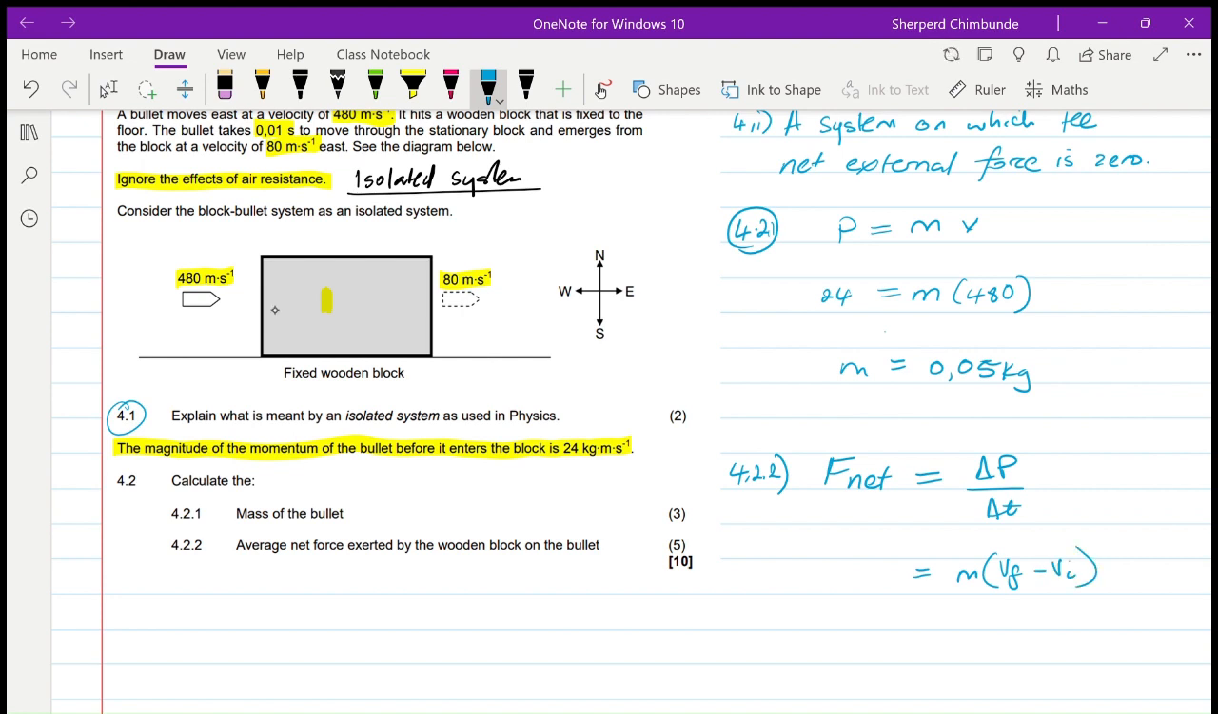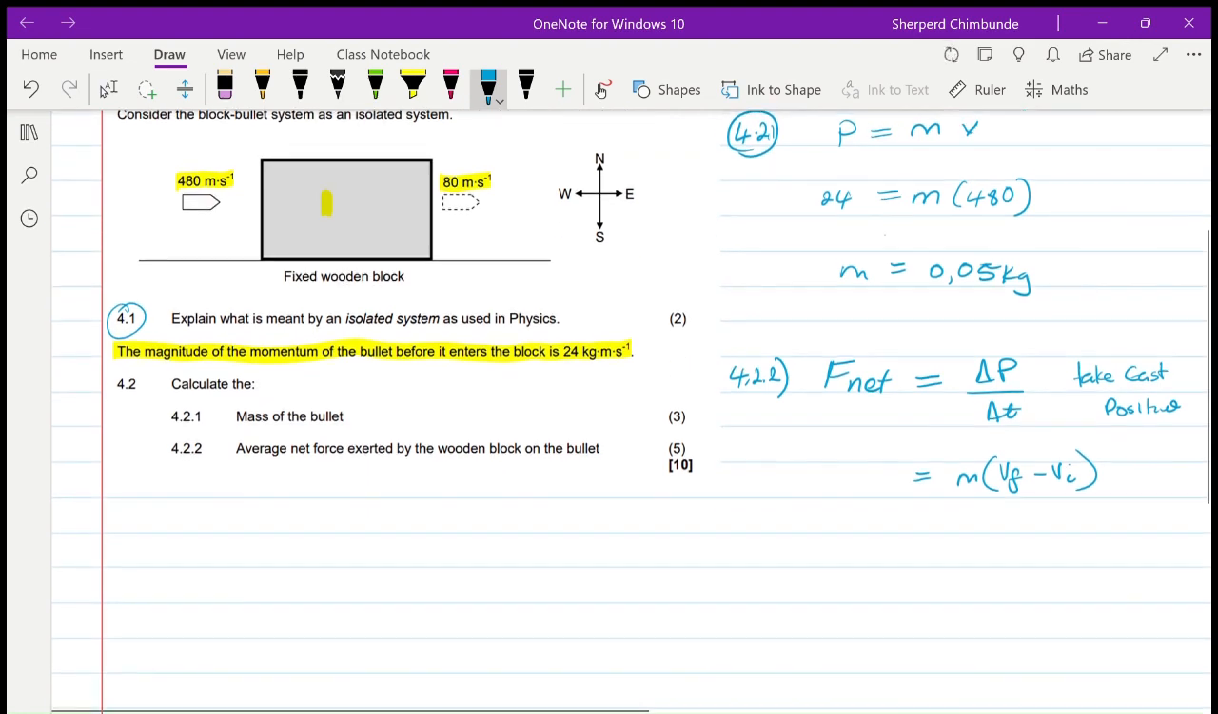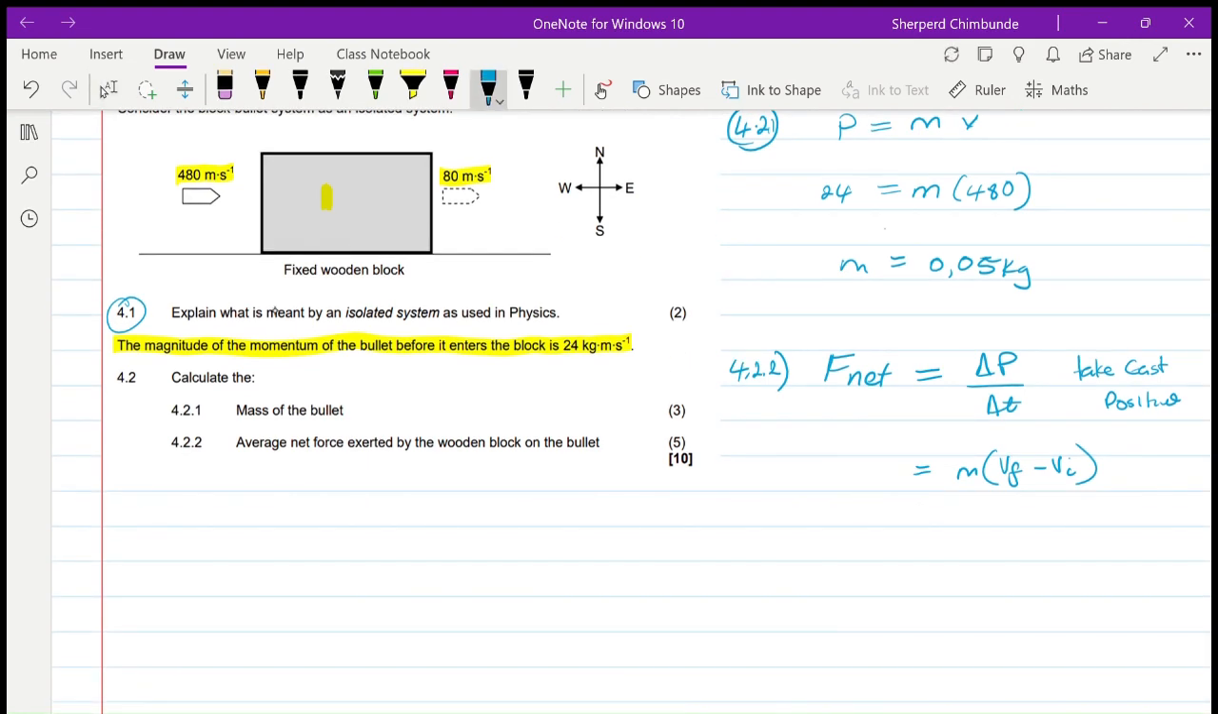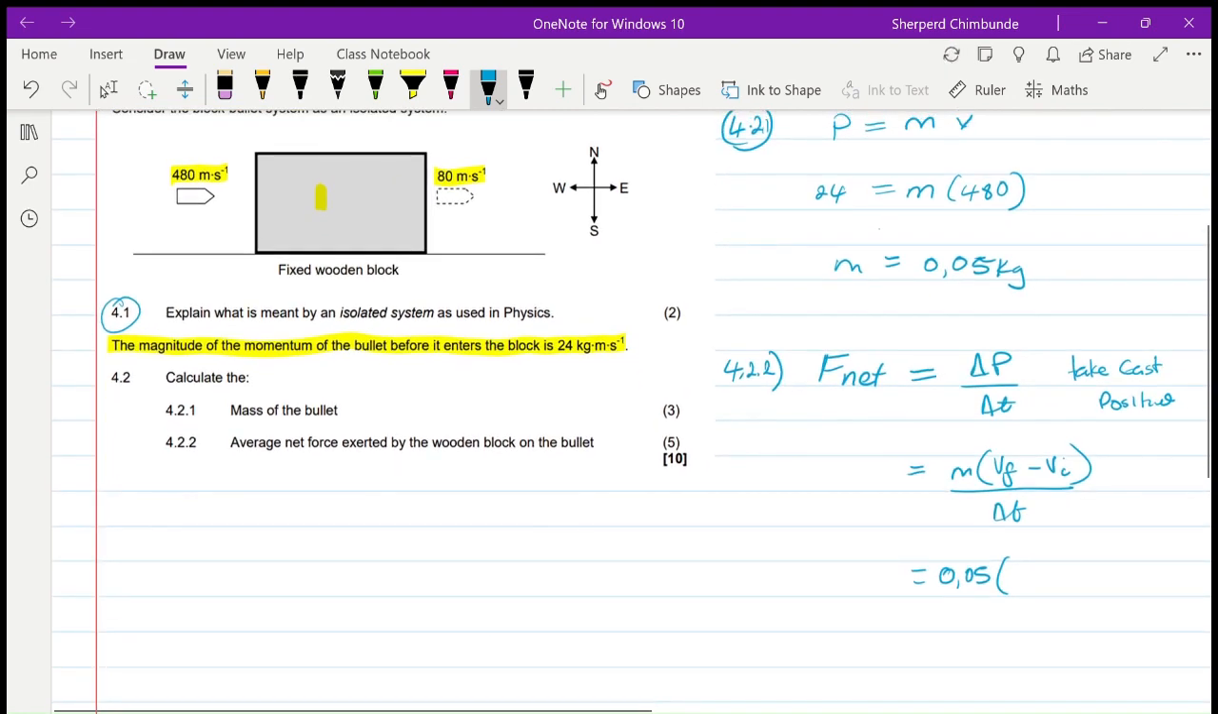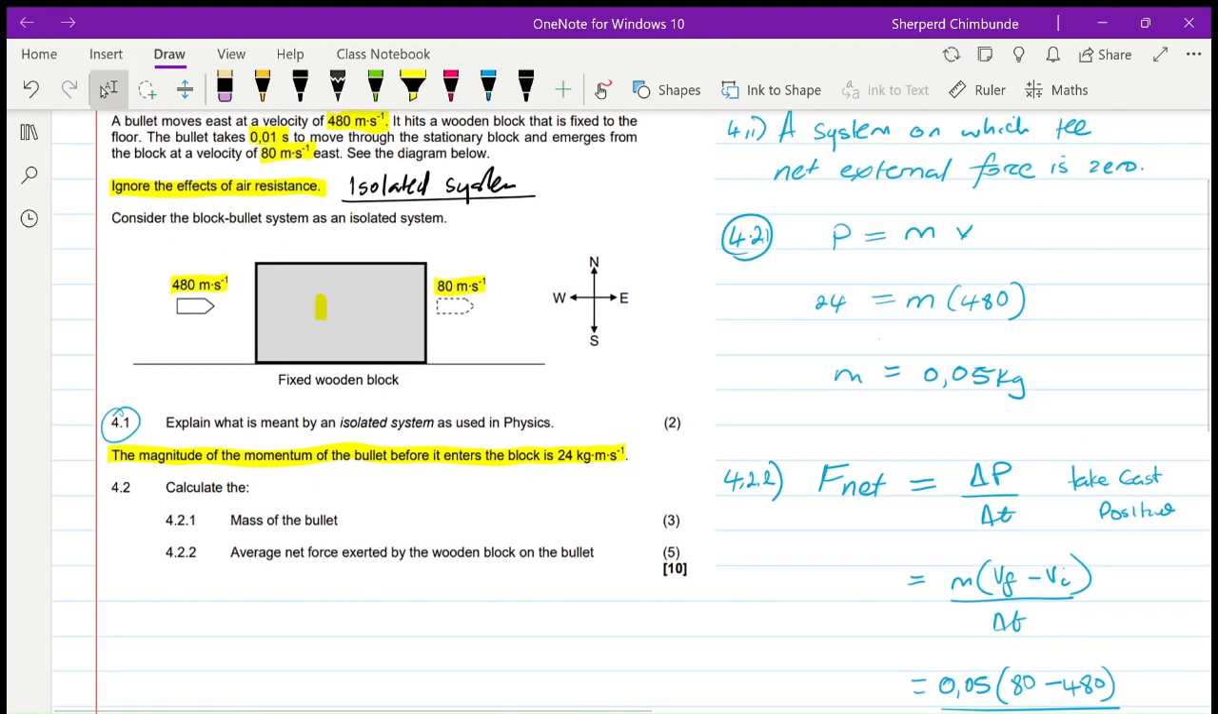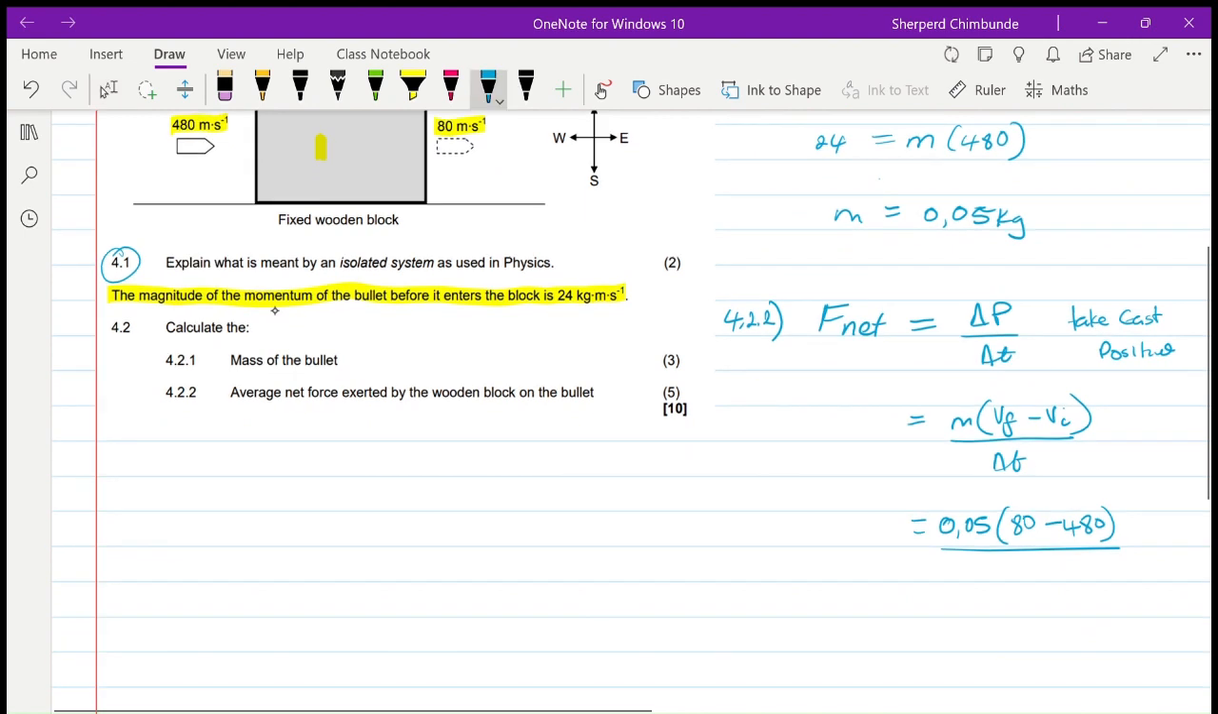At this point, you can indicate that you're taking east as positive, or it depends on which one you'd want to take as positive, all over the change in time. The mass of the bullet is 0.05. Final velocity is 80 minus initial velocity 480, all over the change in time, which we were given as 0.01 second.